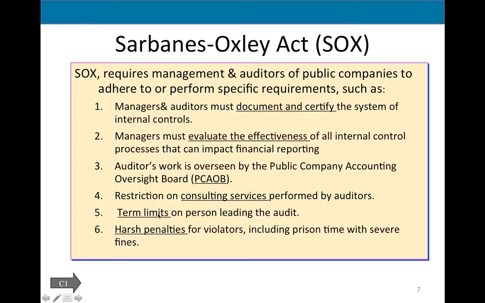There is a term limit, 3 to 5 years, on the person leading the audit. Also, there is a suggestion on actually changing your CPA firm once in 3 to 5 years. And there are harsh penalties for violators, including prison time with severe fines. I also want to mention here, there is a protection for whistleblowers, and also your CFO and CEO, they have to actually personally sign off on financial statements. So if they commit fraud, it's easier to prosecute them.